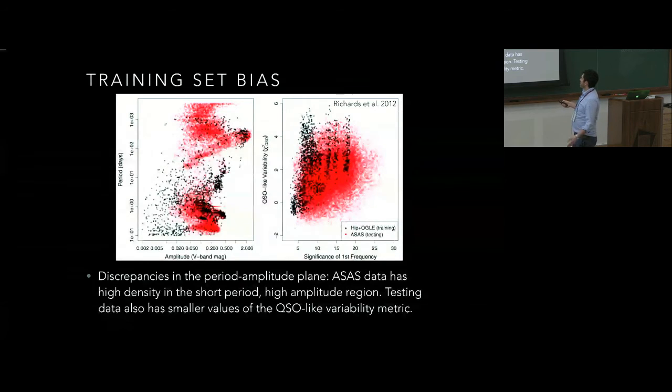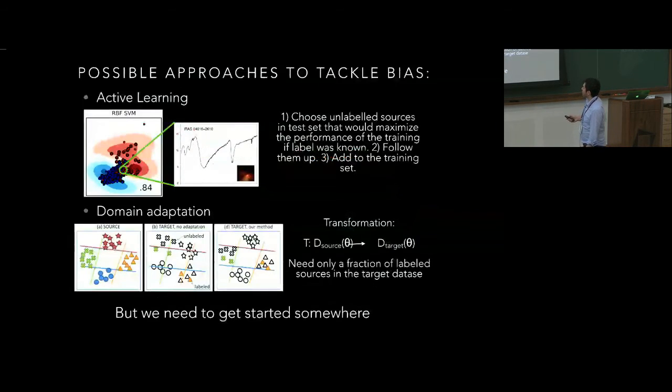In particular, for example, the test set has a higher density of short period, high amplitude variables. And so this is an important problem that sometimes people don't take into account when they apply these machine learning algorithms. And I think we have to be very careful about how we design a training set so that it actually represents the data we want to apply it to.